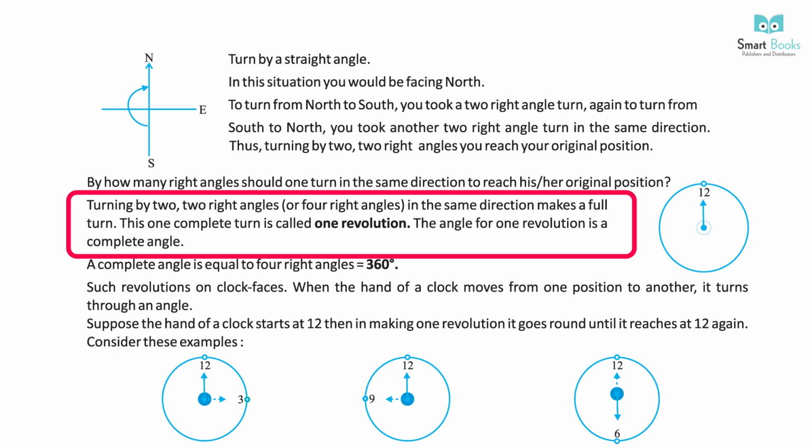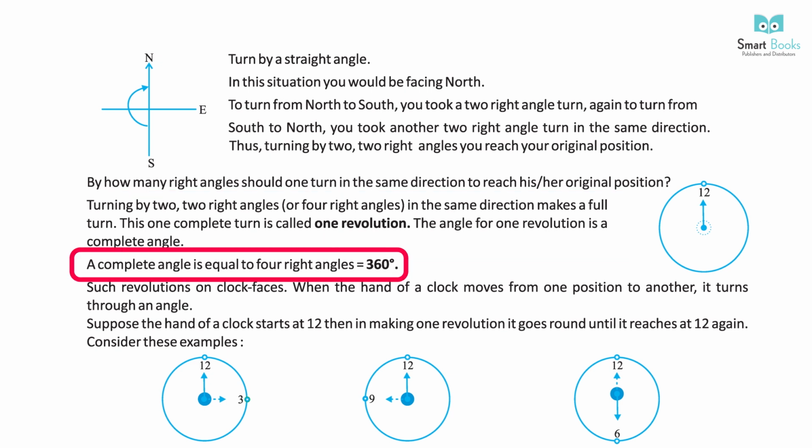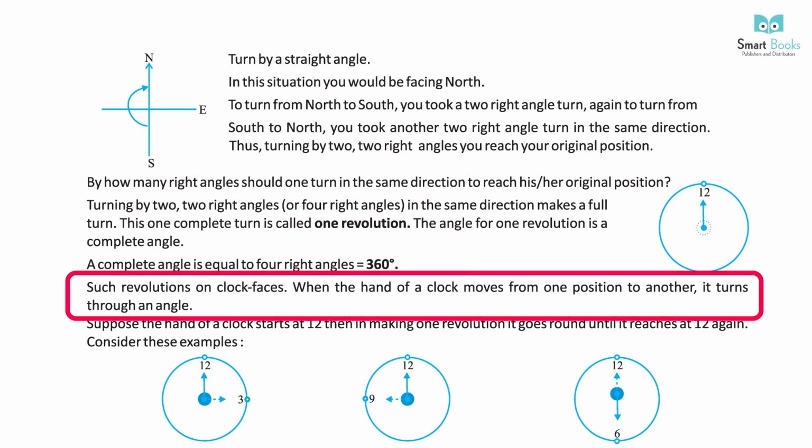This one complete turn is called 1 revolution. The angle for 1 revolution is a complete angle. A complete angle is equal to 4 right angles is equal to 360 degree. Such revolutions on clock faces.